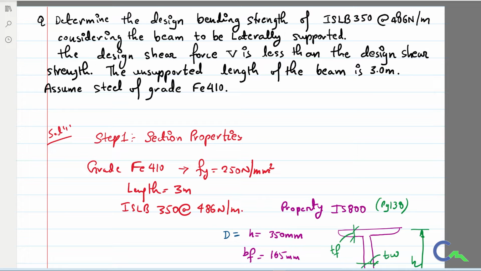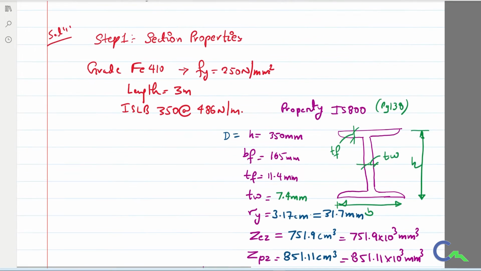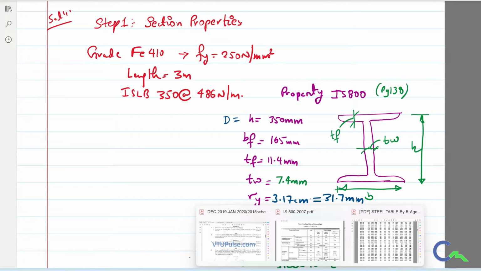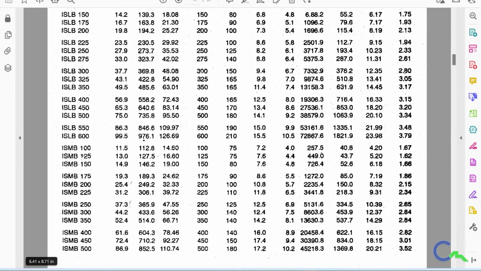First step, we have to take down all the section properties. In the given data they have given Fe 410 steel, therefore obviously the yield strength of the steel is 250 Newton per millimeter square. You can refer to the initial pages of IS 800. In Table number 1 you will get these things. They have given the length of the beam as 3 meter. Then for the ISLB 350, I have the steel table here. If you go to the steel table, you will get all the properties for ISLB 350.